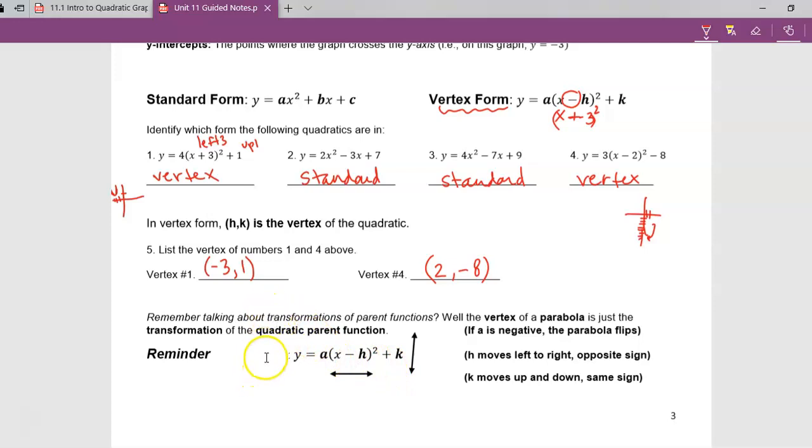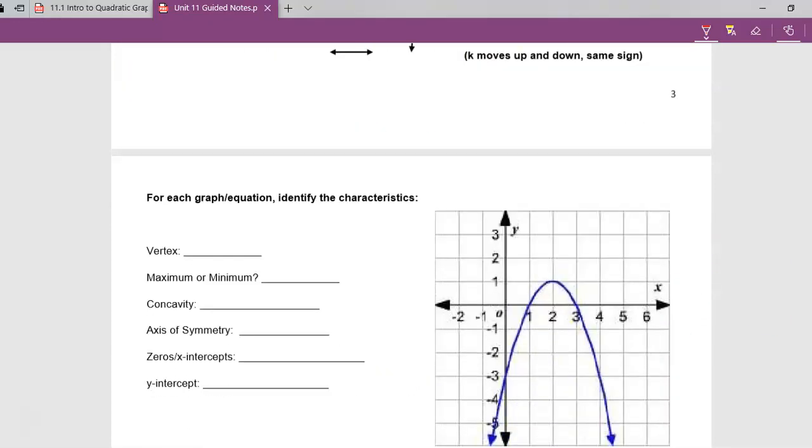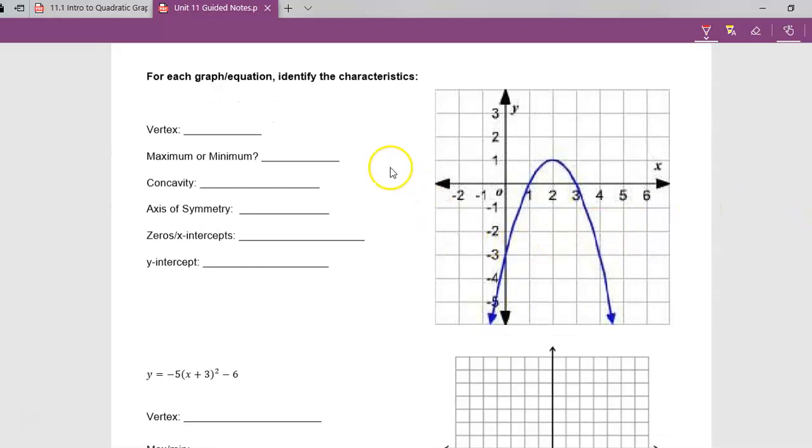So we're really just talking about transformations, so this is just a reminder of that. If a is negative, that's the number out front, it would flip the parabola upside down. h moves right or left, it's always the opposite sign of what it is in the equation. And k moves up or down, and stays the same sign. That's just the transformations. So for each graph or equation, identify the following characteristics.